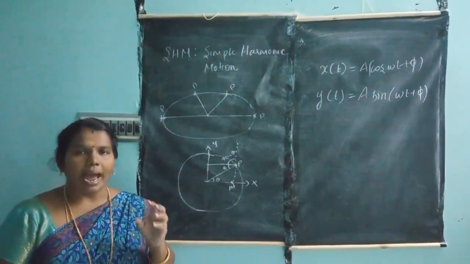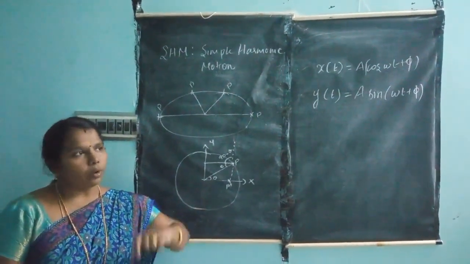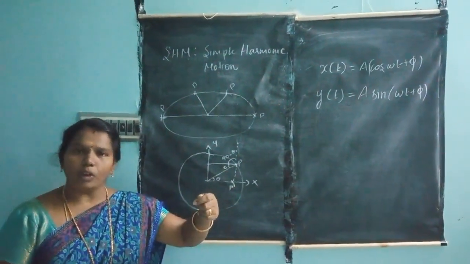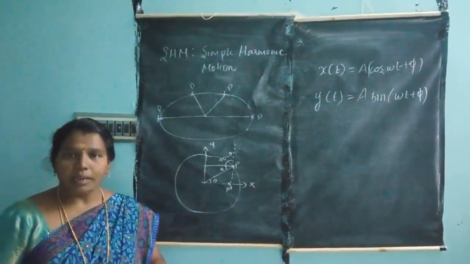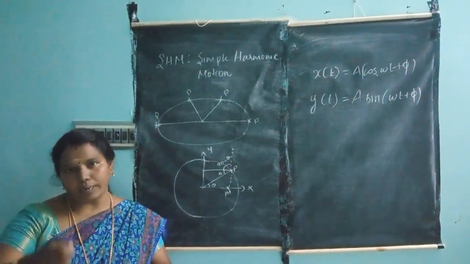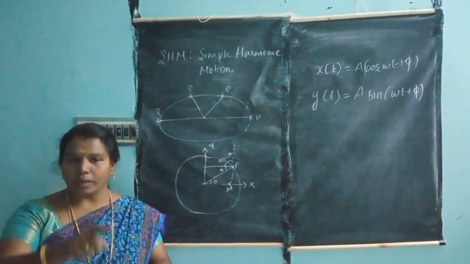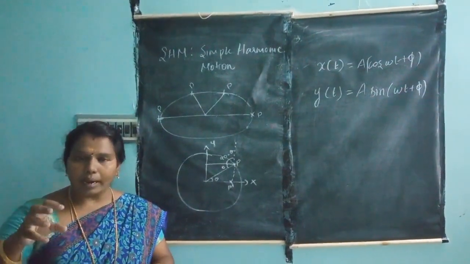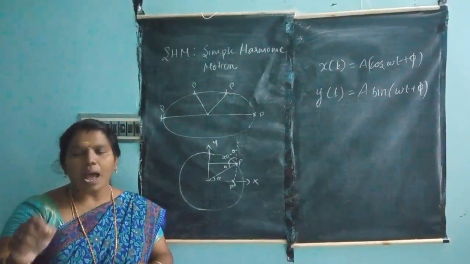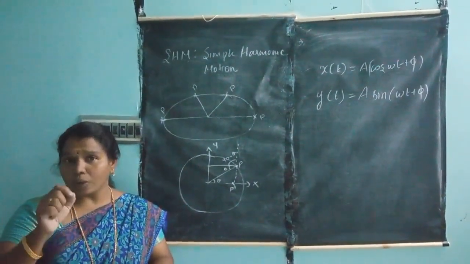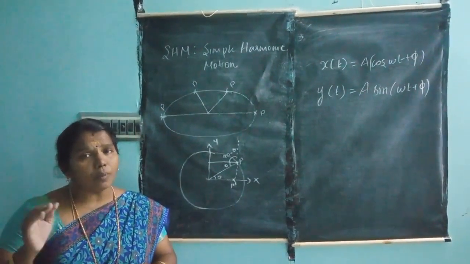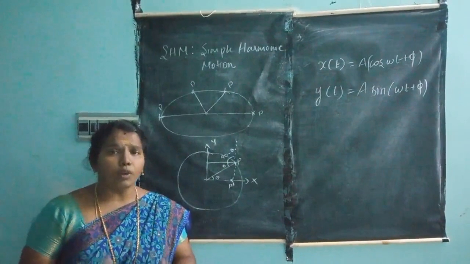Take a ball and tie it at one end of a string, and rotate the ball with a uniform angular speed in the horizontal plane. Can you imagine that? One end of the string is fixed, and the other end is rotated about a center point in a horizontal plane with a constant angular speed. So it is considered a uniform circular motion.